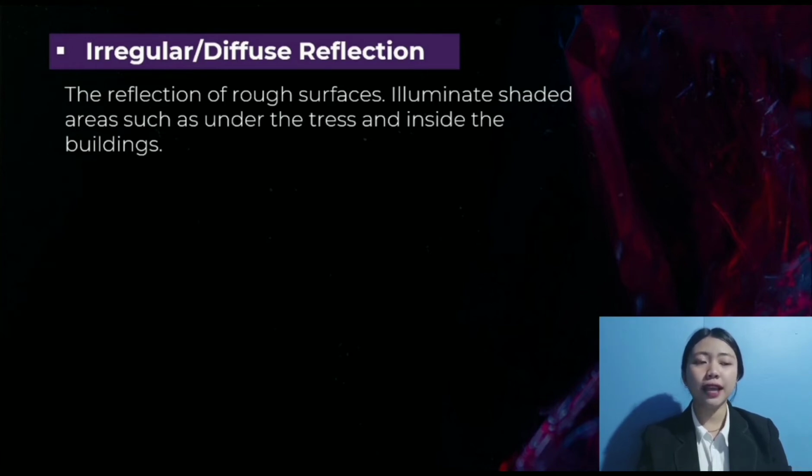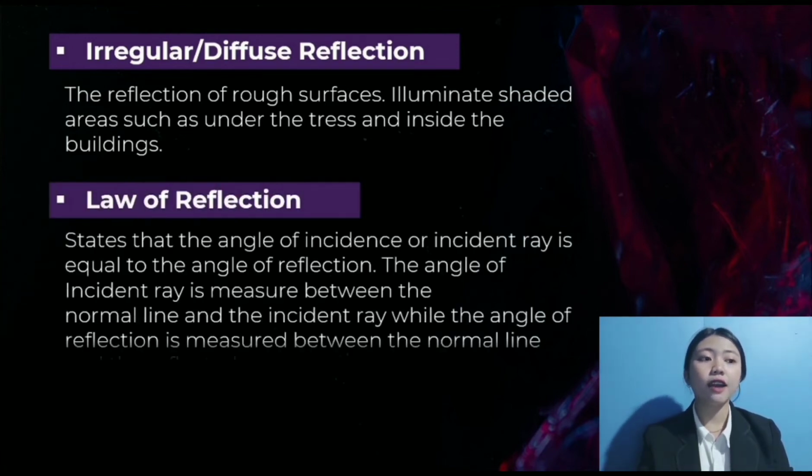Irregular or diffuse reflection, the reflection of rough surfaces, illuminates shaded areas such as under the trees and inside the buildings. Okay, next, law of reflection. It states that the angle of incidence, or angle of incident ray, is equal to the angle of reflection. The angle of incident ray is measured between the normal line and the incident ray, while the angle of reflection is measured between the normal line and the reflected ray.